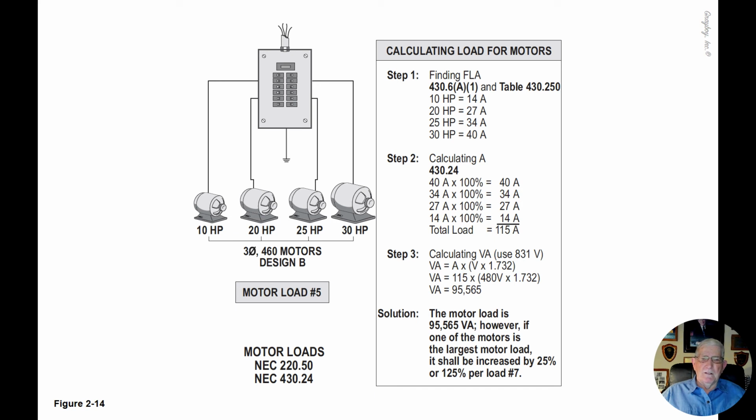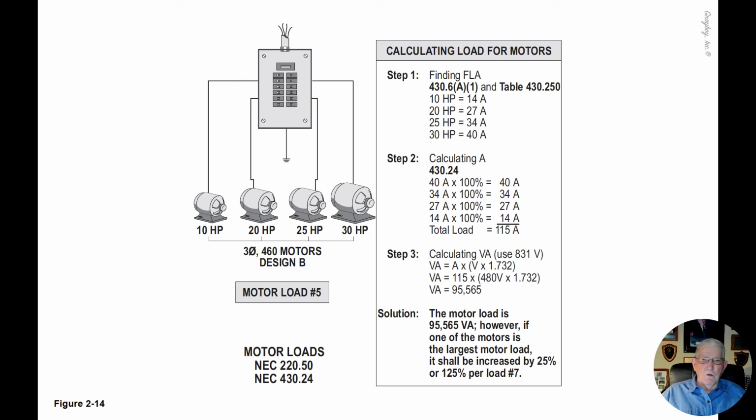total load. To convert the amps into VA, we go to step 3, and we would take 115 amps times 480 times the square root of 3, which is 1.732, and we use 831 volt. And when we do our math, we come up with a VA rating of 95,565. Now, the solution for this particular calculation, the motor load is 95,565 VA.